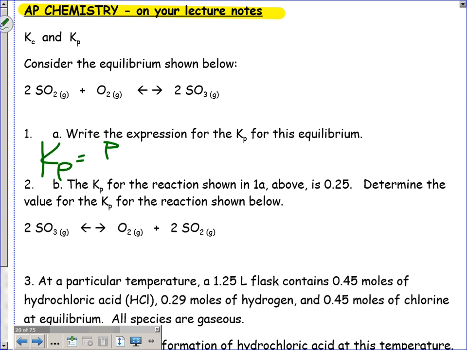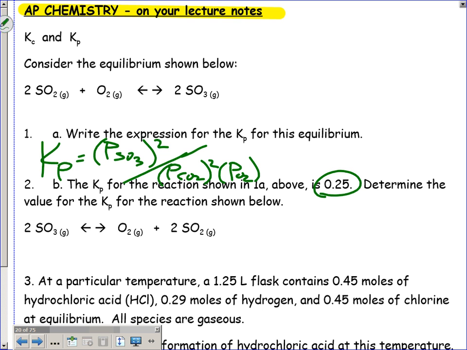Partial pressure of sulfur trioxide squared over sulfur dioxide squared times oxygen. Beautiful, that's a fraction, right? So that's what I mean by expression. Later we're actually going to use the Kp expression, or the equation. Okay, so the Kp for the reaction shown in the first one is 0.25. So Kp is equal to 0.25.